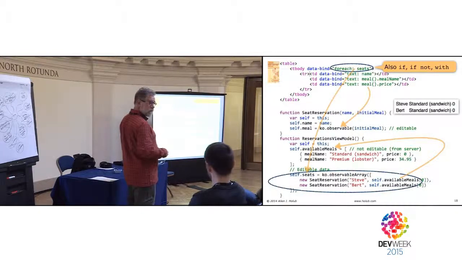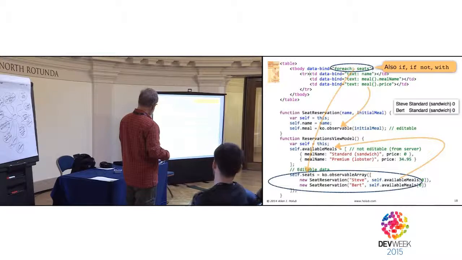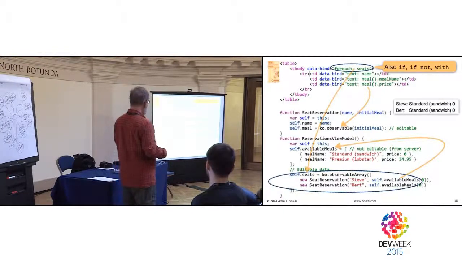Is this making sense so far? So the seats array is an array of seat reservation objects, each of which has a name and a meal. And then the meal is defined right here. The set of available meals is defined here. So the seat reservation has a name and a meal. The meal is a local thing. And Knockout, though, is dealing with an array of seat reservations. So how's this going to work?